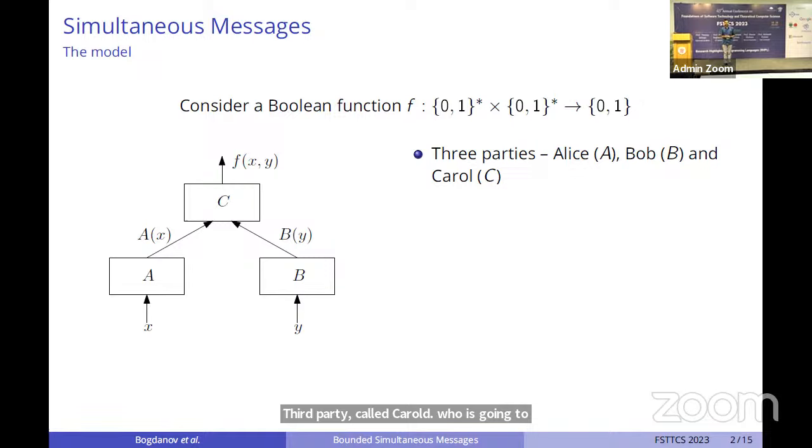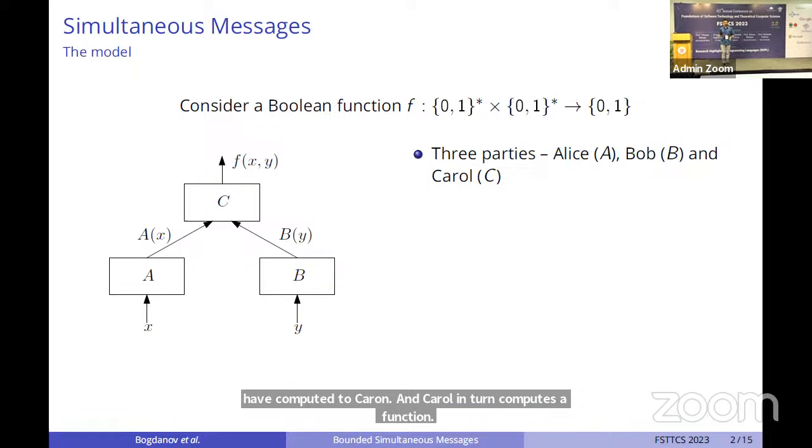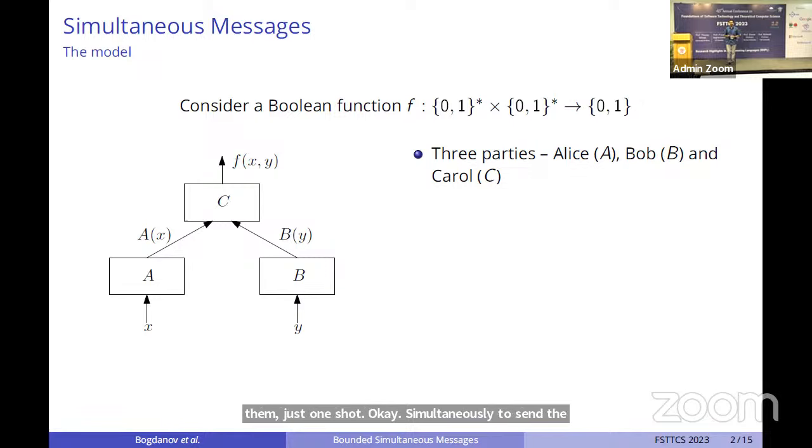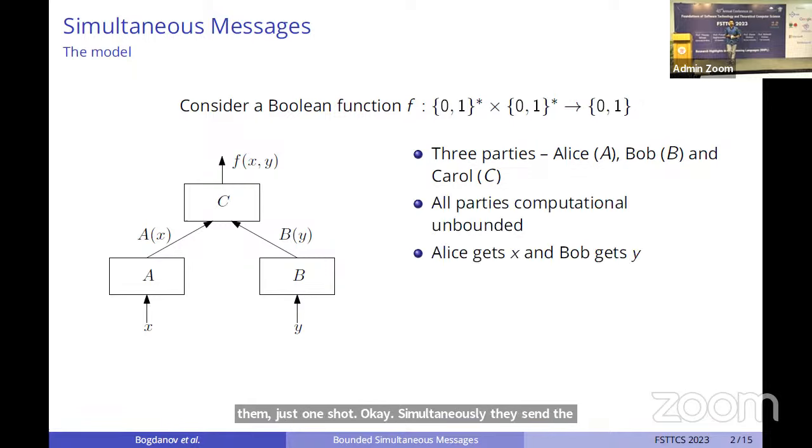So the setup is similar. There is a function that you have to compute, and let's not worry about the lengths for now. Alice gets input X, Bob gets input Y, and based on their input, Alice and Bob compute something and send it to Carol, and Carol in turn computes a function. That's it. There is no more communication between them, just one shot. Simultaneously, they send the message and it's done. And all the parties involved are computationally unbounded. Alice, Bob, Carol are all computationally unbounded. They can solve the halting problem, even as Nikhil suggested.